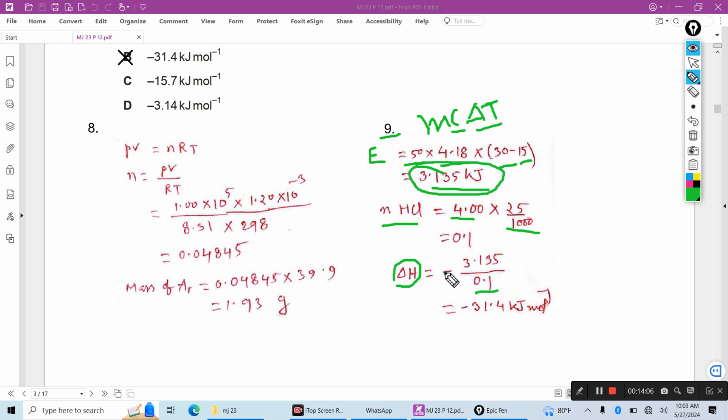Now enthalpy change delta H will be the energy change divided by number of moles, and this has a negative sign because the temperature is rising, so this reaction is an exothermic reaction. For an exothermic reaction, the delta H value will be negative. This is the answer.